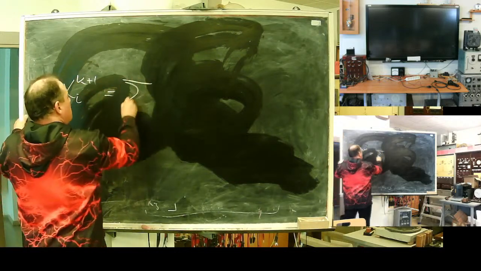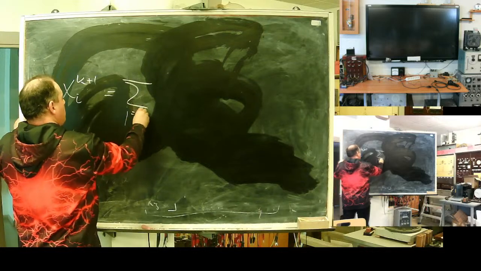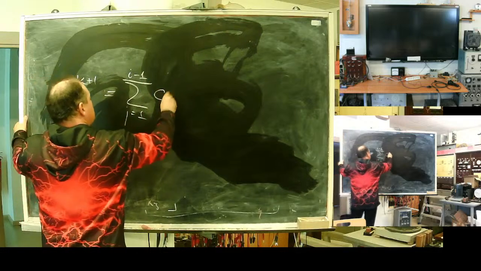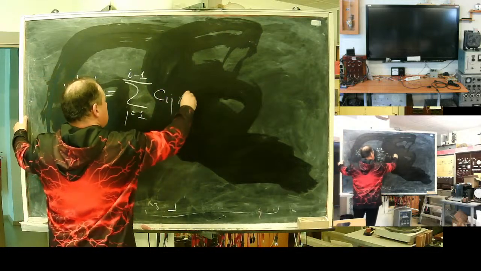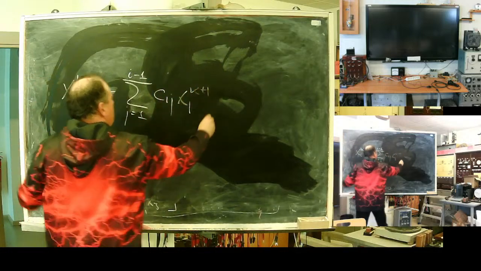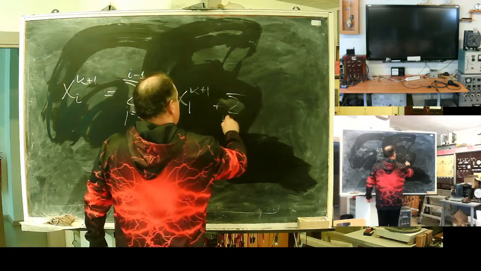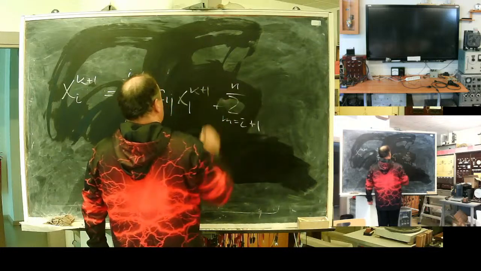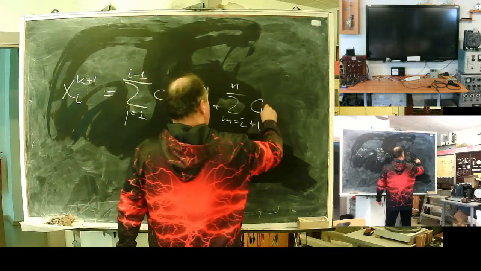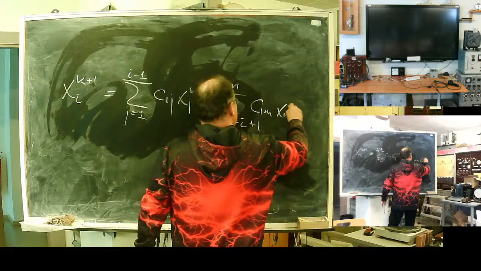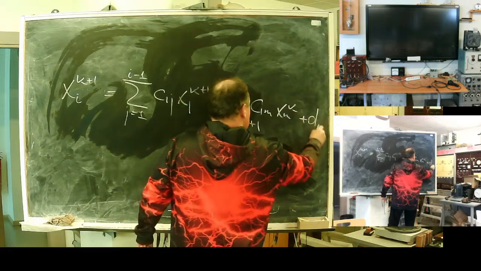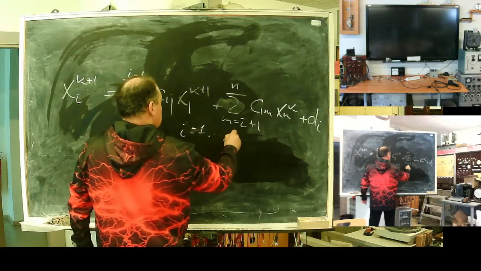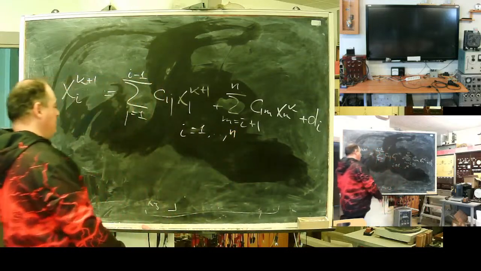In iterative form: the sum from j equals 1 to i minus 1 of c_ij times x next, plus the sum from j equals i plus 1 to the number of elements of c_ij times x previous, for each i from 1 to the number of elements.